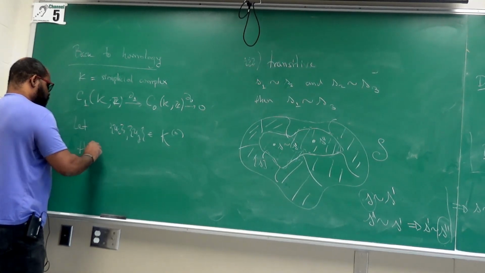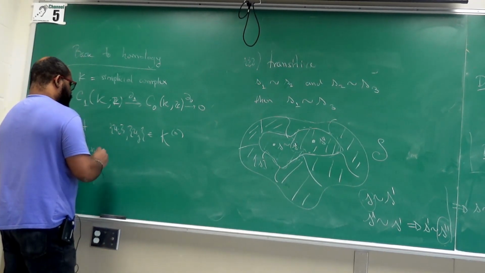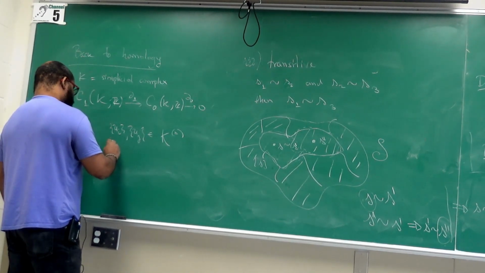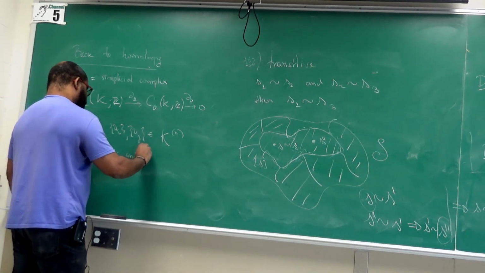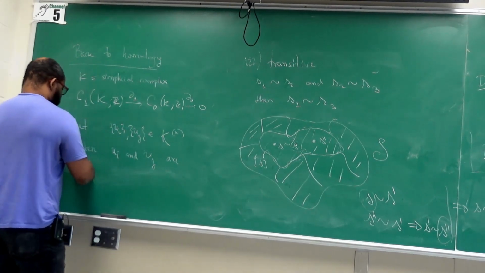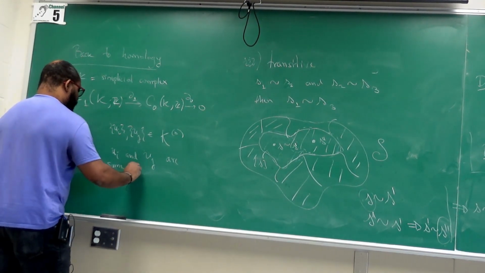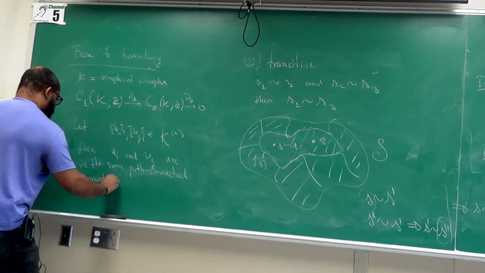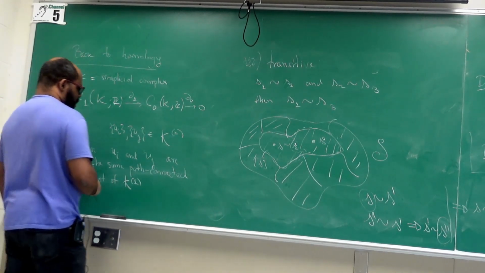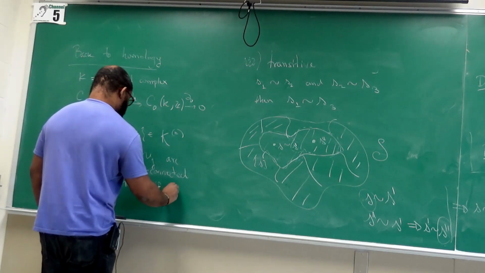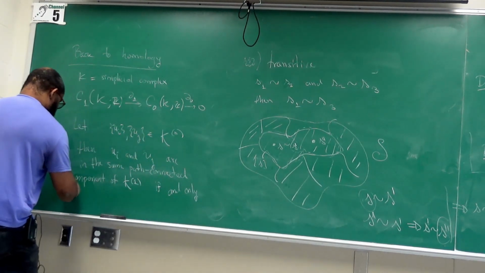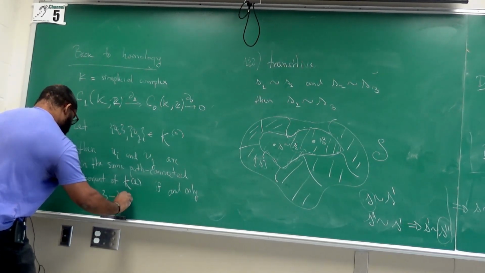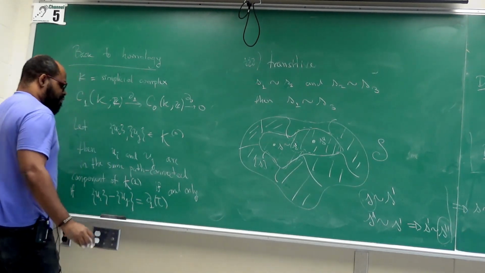Then ui and uj are in the same path connected component of K1 if and only if ui minus uj is equal to delta 1 of tau for some tau.